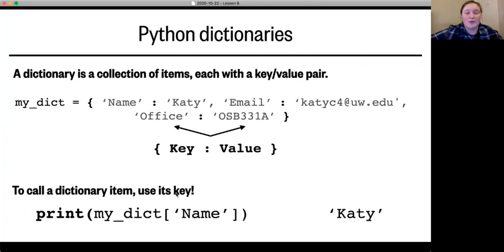So to call a dictionary item, use its key. My dictionary of name in your output would be Katie. So you index using that key in order to get the value.